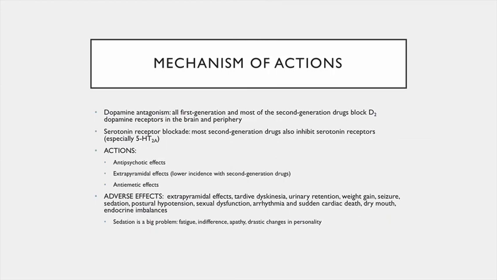Urinary retention is quite common. Weight gain, very common with all of them, including the second generation. Actually, in some cases, with the second generations we see more weight gain. Seizure, sedation, really common. I'm going to cycle back down to that in a minute. Postural hypotension, low blood pressure upon changes in position, sexual dysfunction, arrhythmia, sudden cardiac death, dry mouth, big time endocrine abnormalities. So I'd say the big issues here are the weight gain and the sedation. Sedation is a big problem.